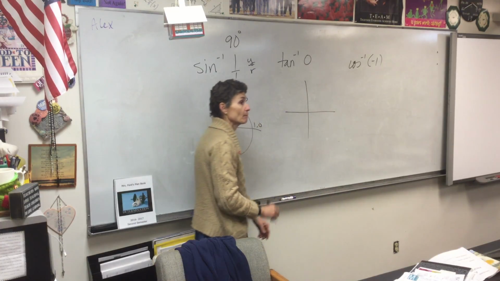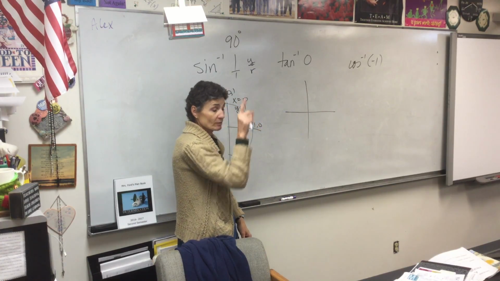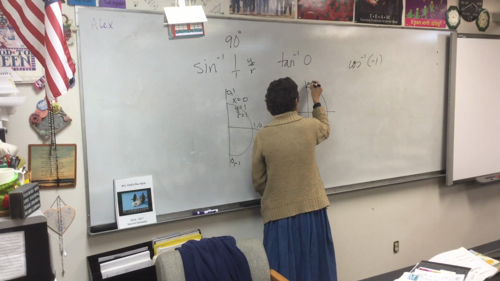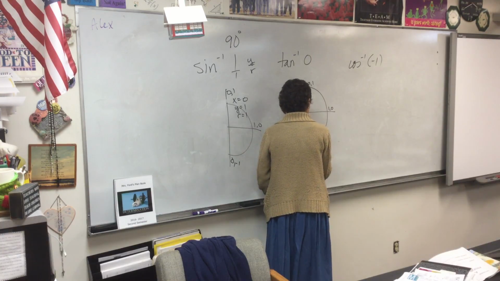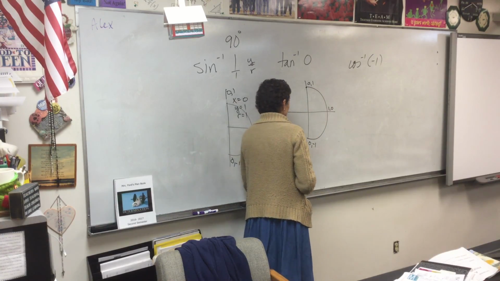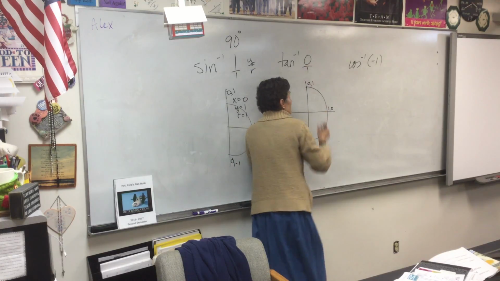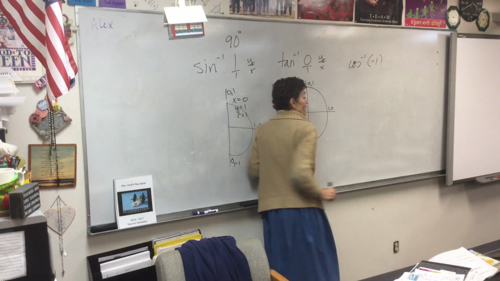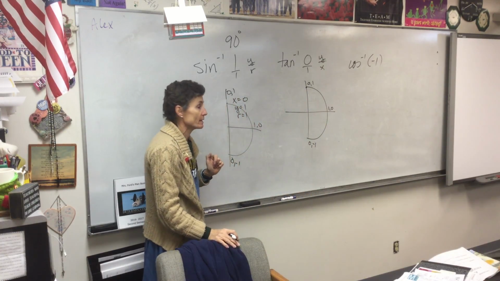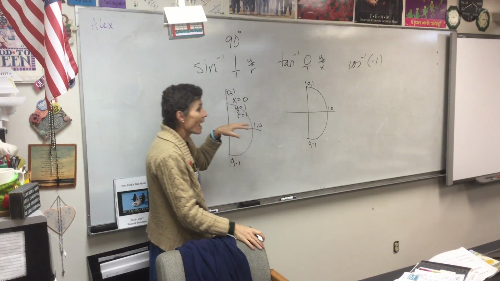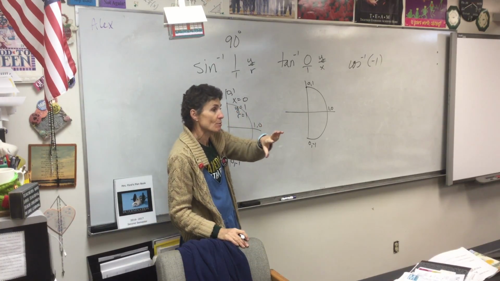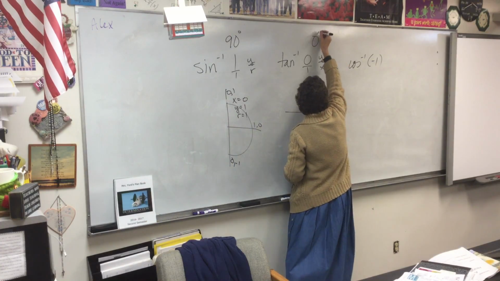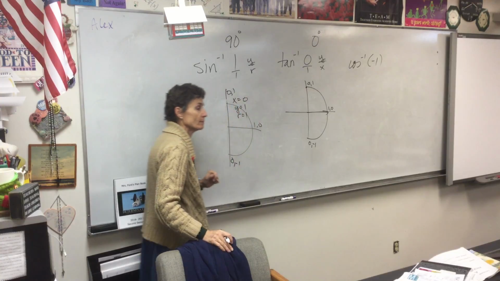So where am I looking? I'm going to look on my circle, but not the whole thing. I'm going to look on the right side, at these points right here. And I'm going to figure out where y over x is 0 over 1. So where does that happen? If I put y over x, where do I get 0 over 1? On the x-axis, that's 0 degrees. So the answer is 0 degrees, right there at the starting point.